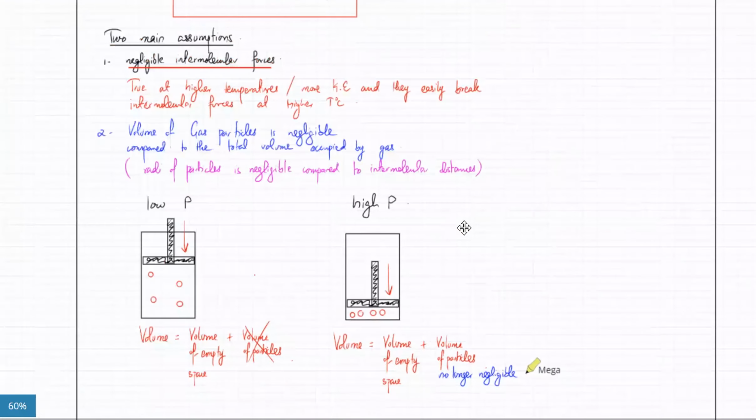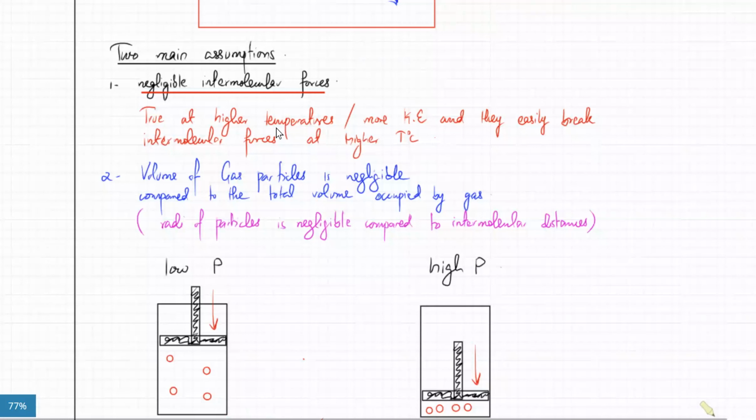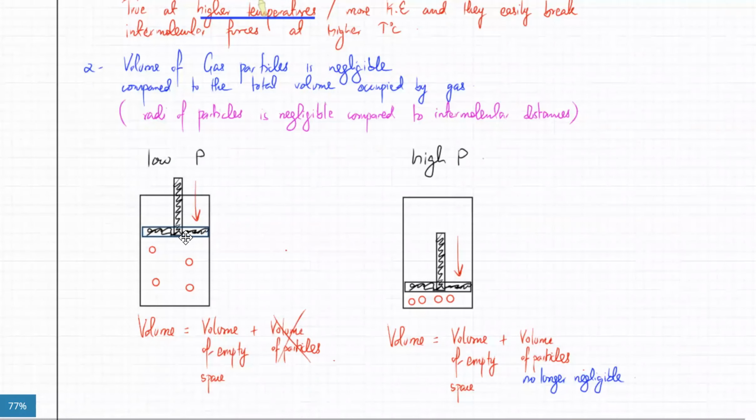So the point I'm trying to make is that the first thing is, a gas is more likely to behave as a gas at high temperatures, which is pretty obvious because at high temperatures, the intermolecular forces can be easily broken down. And the second point is that a gas would most likely behave as a gas at low pressures. Why? Because at low pressures, the particles would be very far apart. So at low pressure, a gas is more likely to behave as a gas.